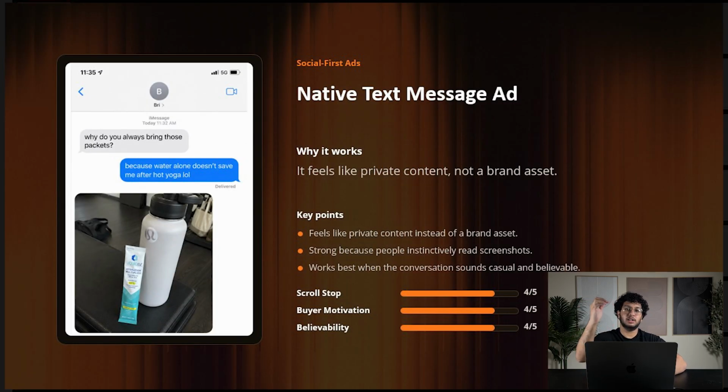People do read screenshots. That's the strength with it. But the format is also fragile. If the text sounds fake, it immediately feels like an ad pretending not to be one.